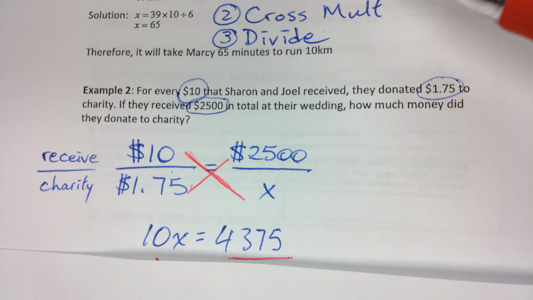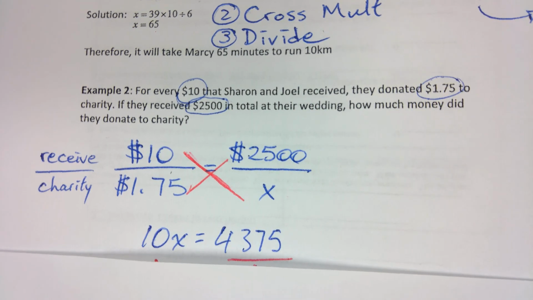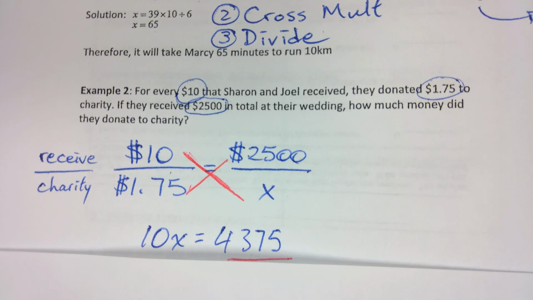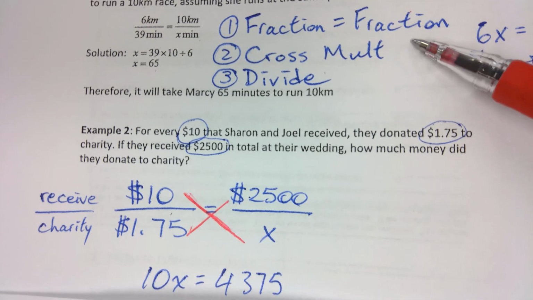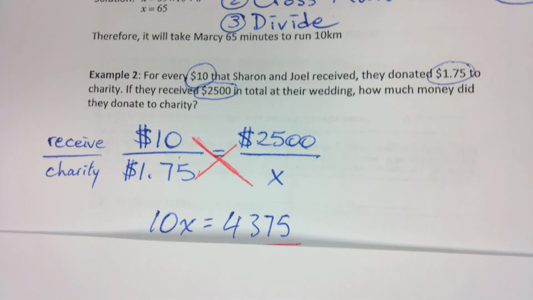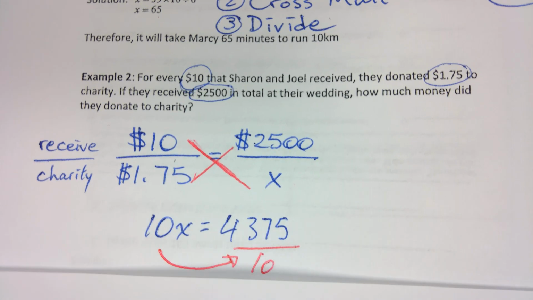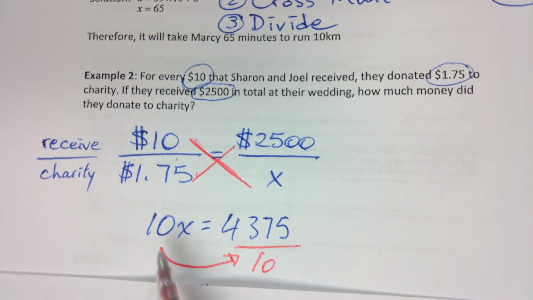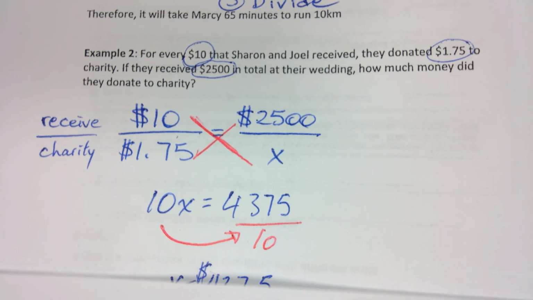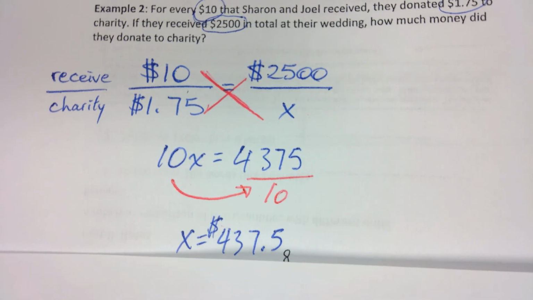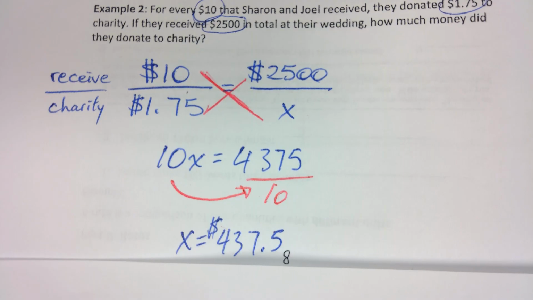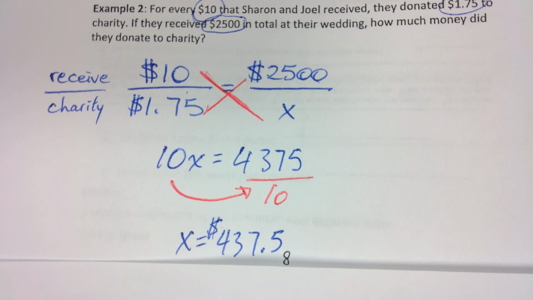Okay. So I did my second step. What's my last step? Shakai, what's my third step? These are my 3 steps. Fraction equals fraction, cross multiply, and then divide. So after I cross multiply, what should I do? Divide. That's it. Right? Move that 10 to the bottom, divide it, and I get my answer. 437.5. Okay. Is there another way that I could do this question? Yep.